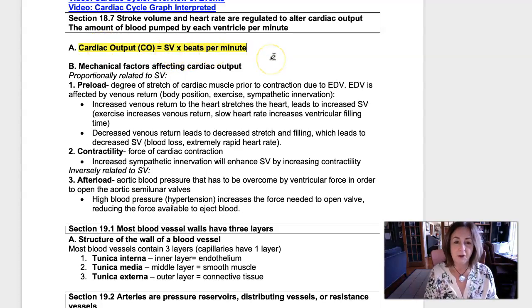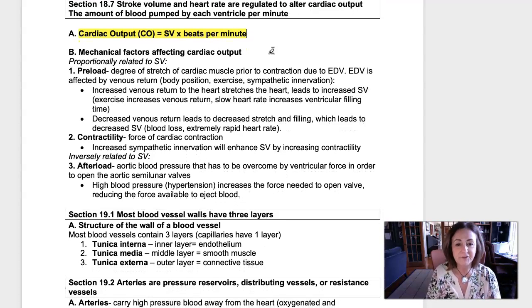I will have you do calculations of the cardiac output, so make sure that you understand this equation. And also, I'd like you to understand what factors affect this equation. So I made a list here of factors that affect the cardiac output. There are 3 big factors: preload, contractility, and afterload. And what I did with these 3 factors to help out, I hope, is I grouped them into factors that are proportionately related to the stroke volume.